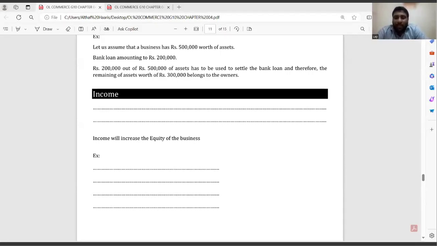So you tell me the equity. Equity, the important word. Owner's portion. Simple as that.